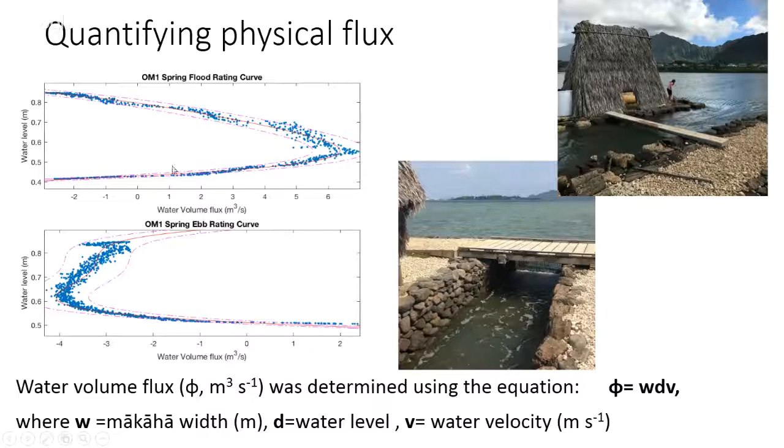And you can see that as the tide rises, the water volume flux increases and is maximal during mid-high tide. And then it decreases again until the flood tide switches into ebb tide. And then the water is basically flowing out of the fish pond. So then the water volume flux becomes negative. And on the right, you can see the difference, in one of those mākāhā channels, between high tide and low tide. So here, the mākāhā channel is almost filled with water, while on the lower picture, we have a low tide.